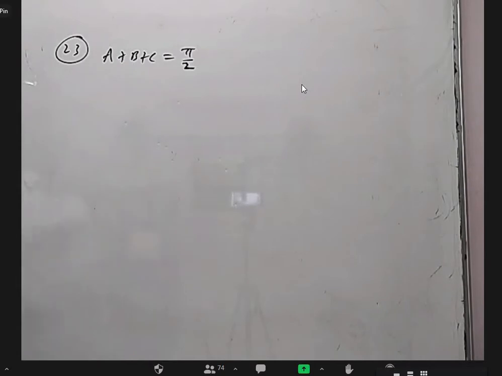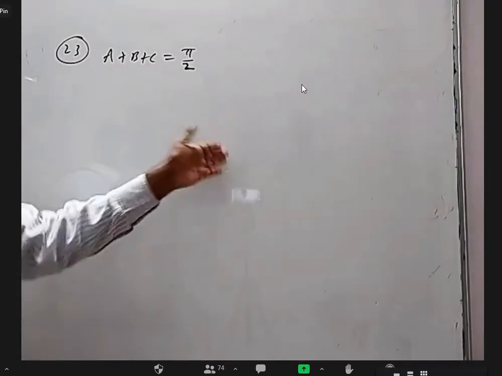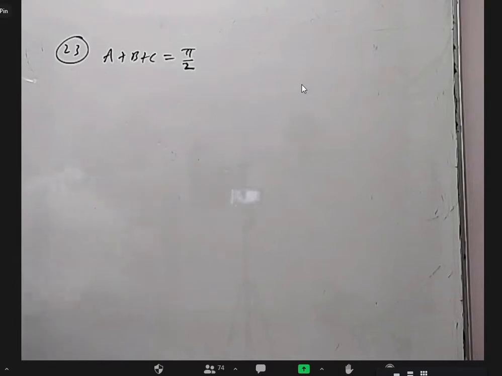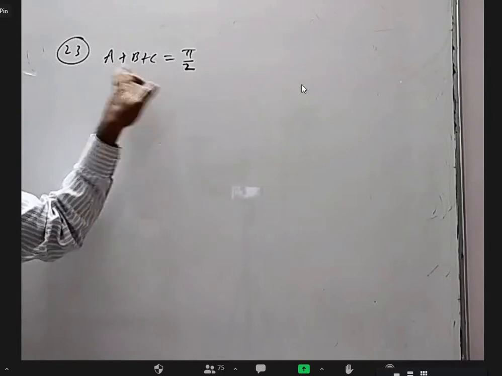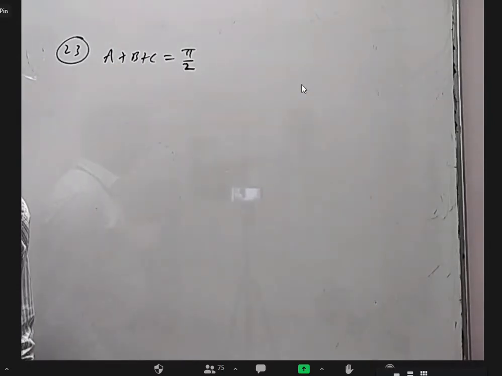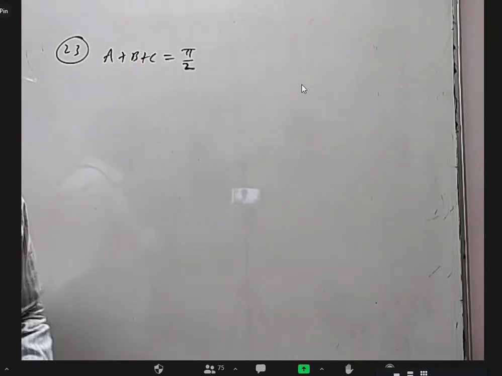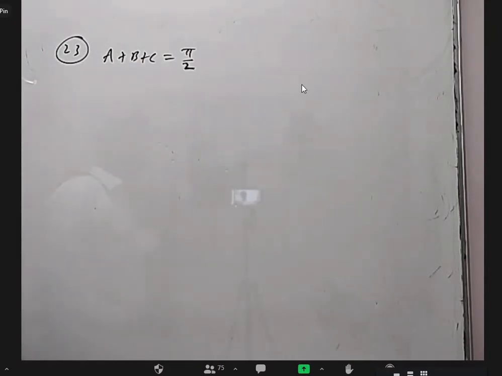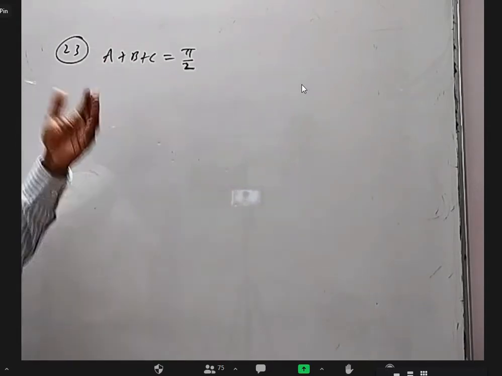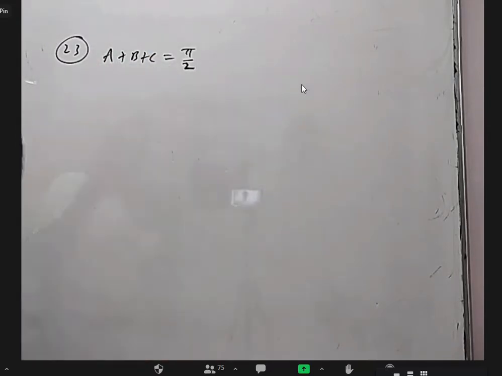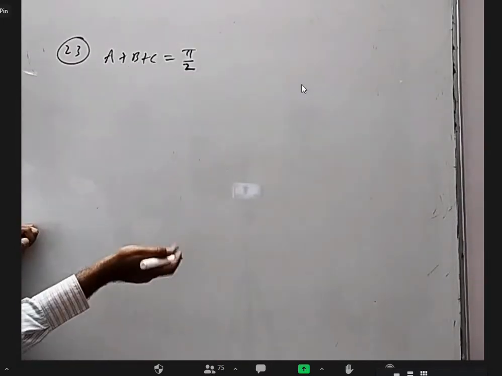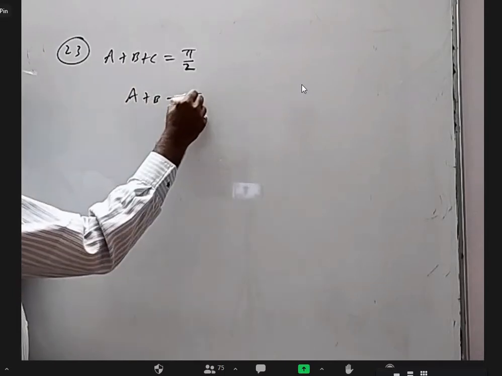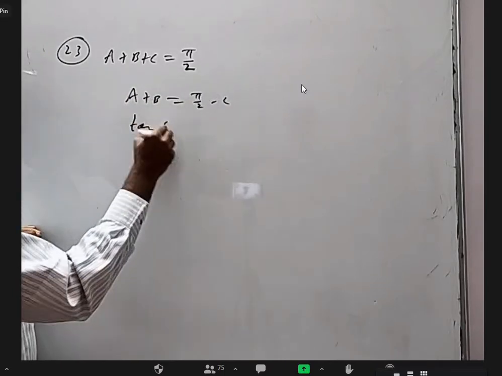Okay, question 23. If a plus b plus c is pi by 2, tan a tan b plus tan b tan c plus tan c tan a equals 1, we have to prove it. One way is, if a plus b plus c is pi by 2, tan of (a plus b plus c) is not defined, right? So we can take the reciprocal of it. Not defined means the denominator should be 0. In the tan (a plus b plus c) formula, if a plus b plus c is pi, the numerator is 0. If a plus b plus c is pi by 2, the denominator is 0. From that you can say it, or you can apply tan on both sides. Anything is okay. You can write a plus b equal to pi by 2 minus c and apply tan.